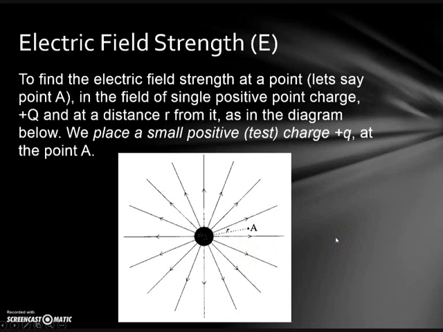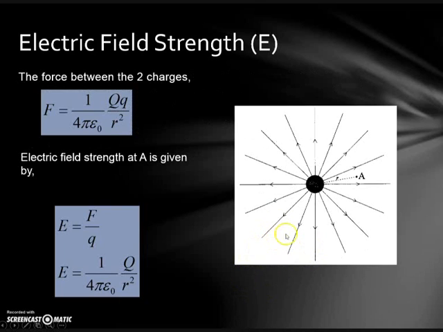To find the electric field strength at any point, for example this over here at point A, in the field of a single positive charge at a distance r away from it, like in our diagram, we place our small positive test charge, which we're going to call q+, and see what kind of force it experiences. We can find the force by using our Coulomb's law equation.